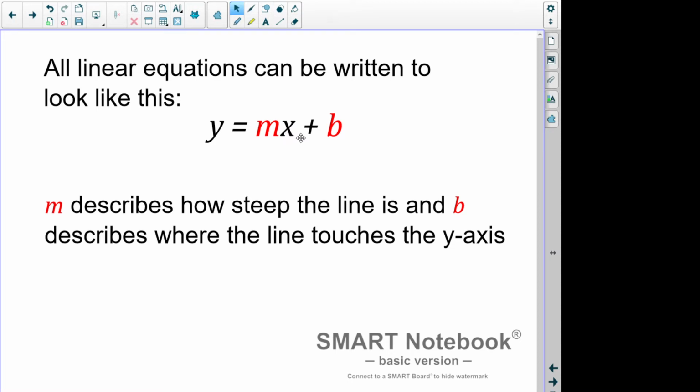We can talk about linear equations in this form, y equals mx plus b. Most of you have probably already seen this form and know what these things mean. The m describes how steep the line is, and we call that the slope. The b represents where the line touches the y-axis, and we call that the y-intercept. This form is also called the slope-intercept form.